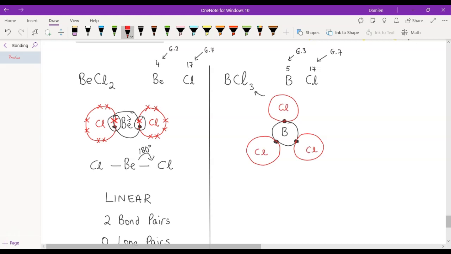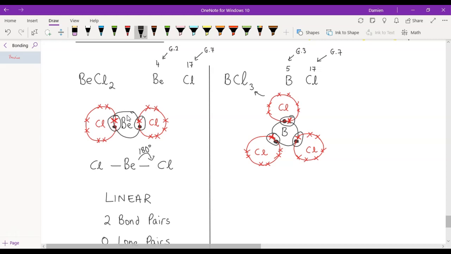So there's your chlorines. Chlorine, of course, is 1, 2, 3, 4, 5, 6, and then 7 there. And we've got 1, 2, 3, 4, 5, 6, 7, and then we've got 7 on the other side. 2, 4, 6, and then we've got the 7 in there. So as you can see from here, we now have 3 bond pairs. So we've got a bond pair there, a sharing pair of electrons, a sharing pair of electrons, and a sharing pair of electrons. So that is 3 single bonds.